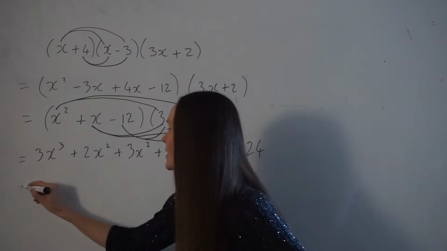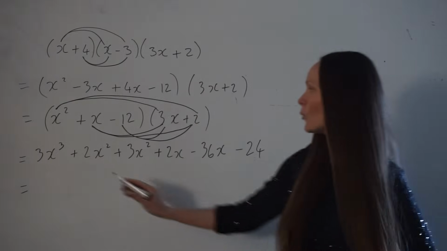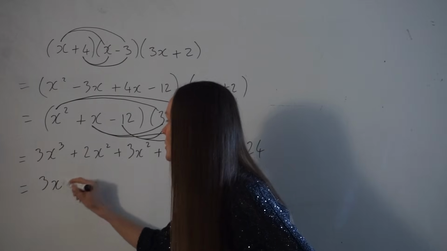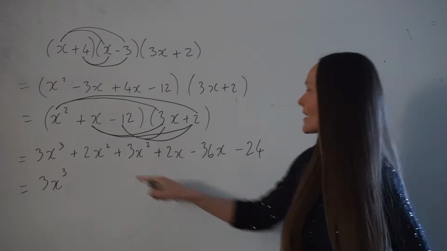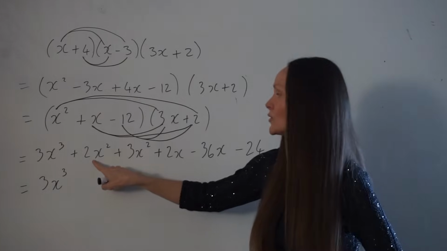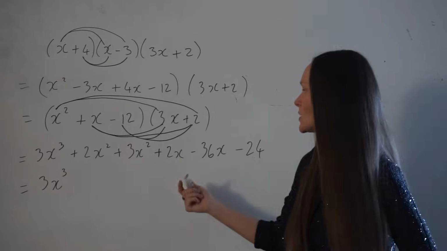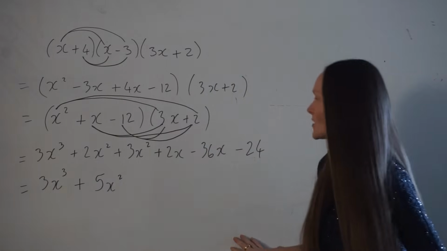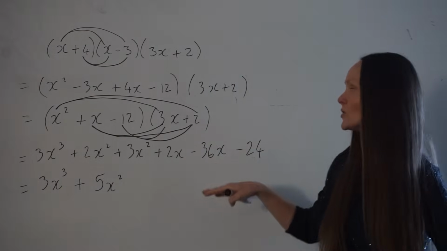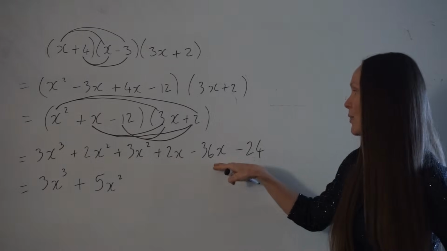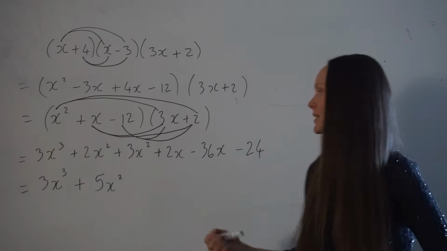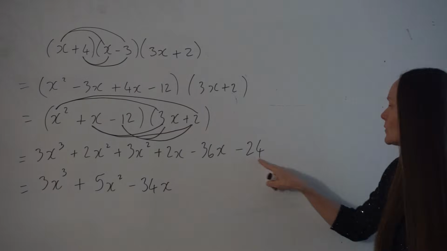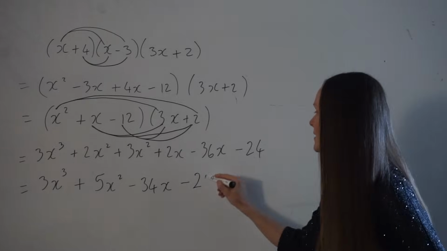okay? So for the last step, I can see I've got one x cubed term, so that one stays the same, so 3x cubed. Now I can collect the x squared terms, so we have 2x squared plus 3x squared, which is positive 5x squared, so plus 5x squared. Next, we can simplify the x terms here. So we've got 2x, take away 36x, which is negative 34x. And then we have this last term here, negative 24, which just remains the same.